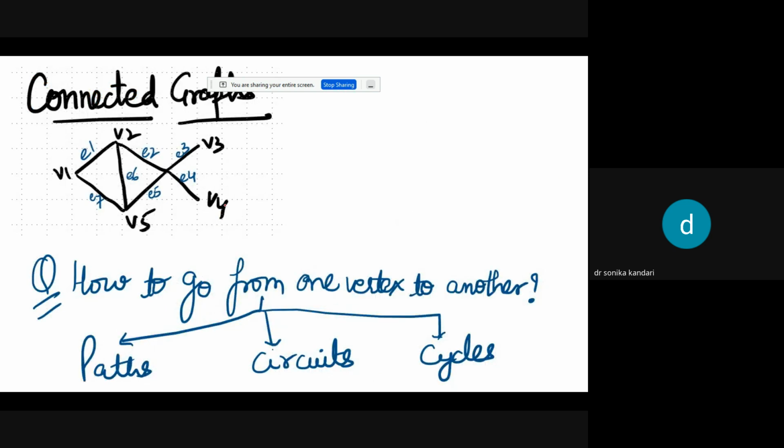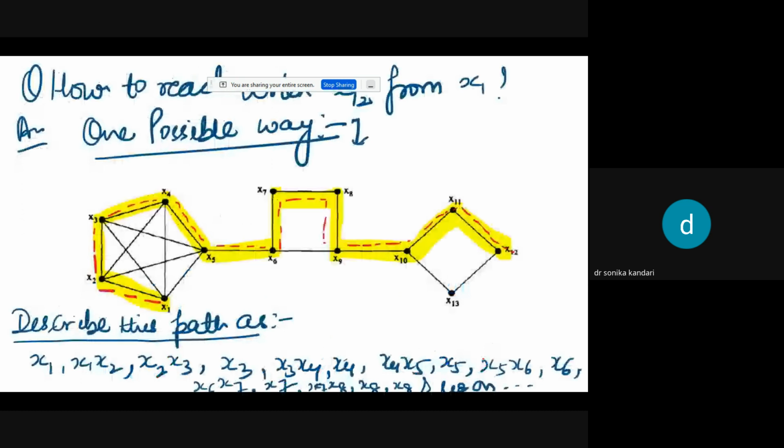Fine. Now you have different terms like paths, circuits, and cycles. My screen is visible to all of you? Okay. Now we have three terms: path, circuit, and cycle. See this diagram, figure X.